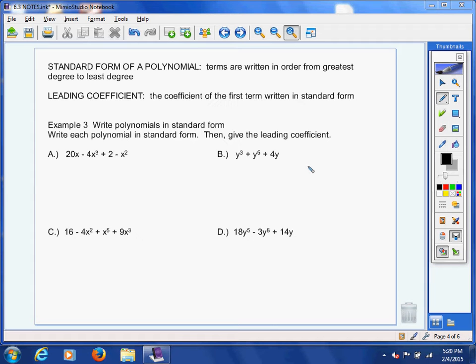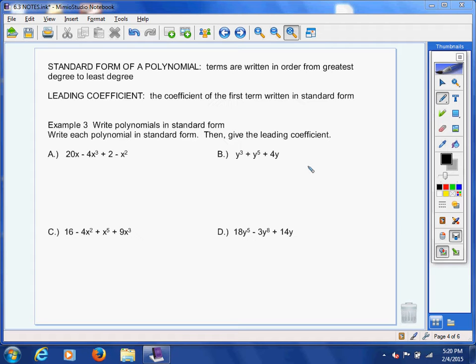Thompson. We're still in section 6.3, but this time we're doing example 3, and our goal is to write polynomials in standard form. Probably didn't even realize that there was such a thing as writing polynomials in standard form. So that's what we're going to do today.